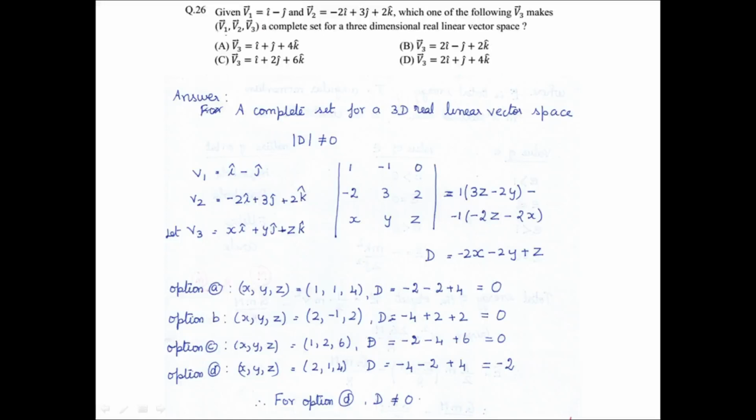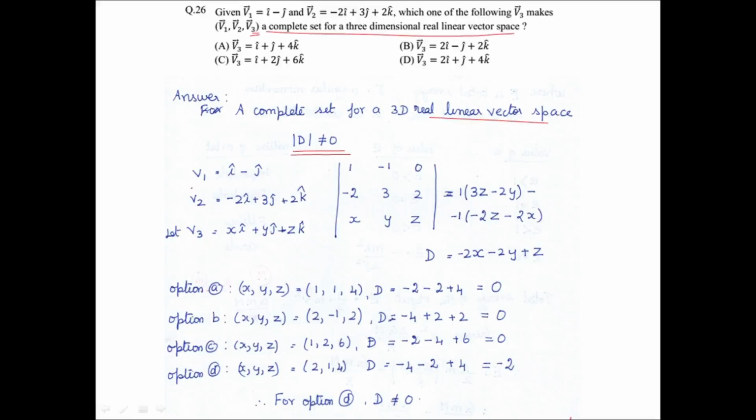So in this question they have said the vectors v1, v2 and v3 form a complete set for a three-dimensional linear vector space, and they have asked us to find what is the value of this v3 vector. So the condition to form a three-dimensional linear vector space is the determinant is not equal to 0.